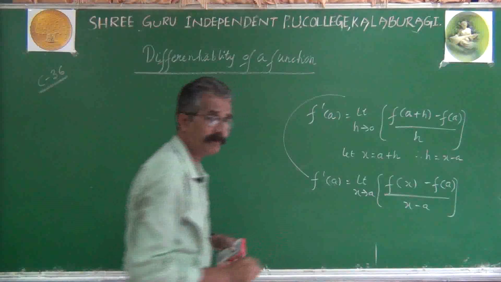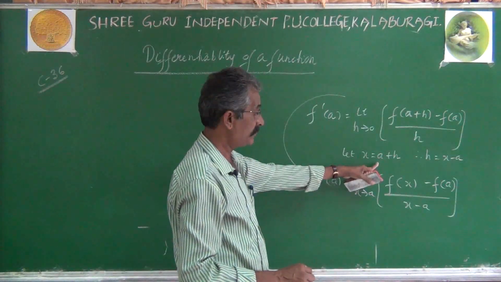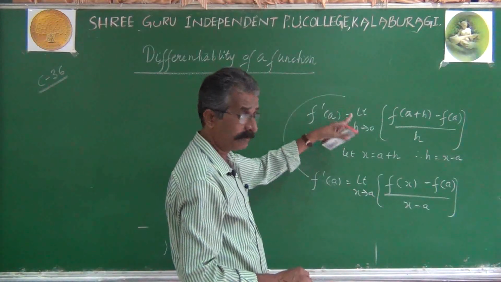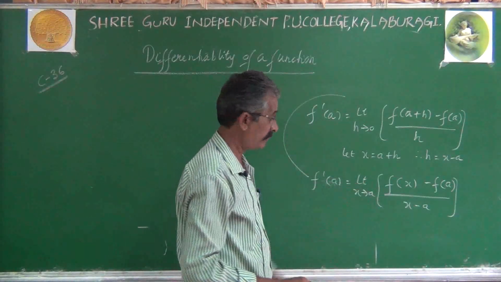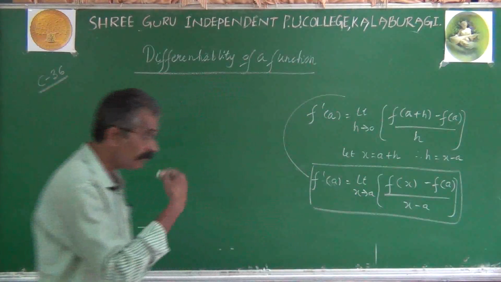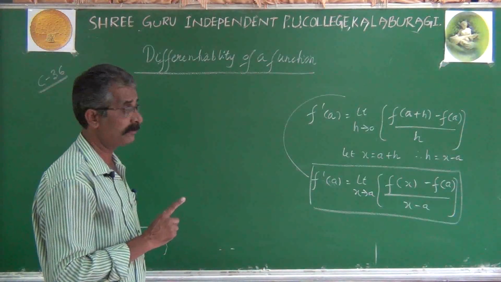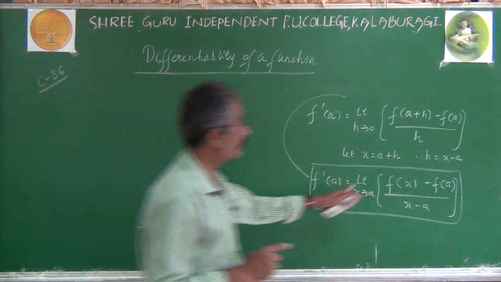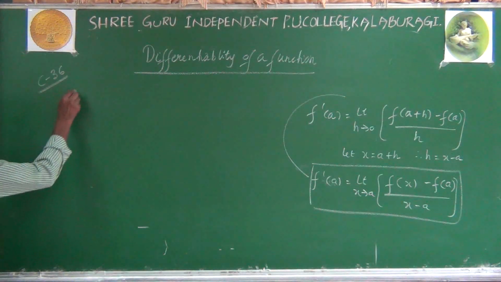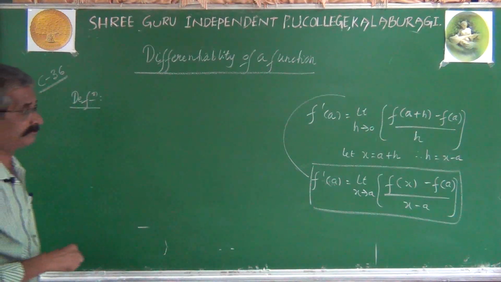These two are the same. This is a particular case taking x as a plus h. So this is the derivative at a specific point a. The same thing can be transferred to this format. So this we use for the further coming concept as another format of the definition of differentiability. A function is said to be differentiable at point x equal to a if this limit exists. Right? This is another way of defining the differentiability of a function.